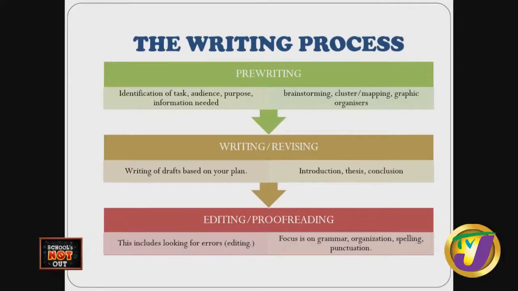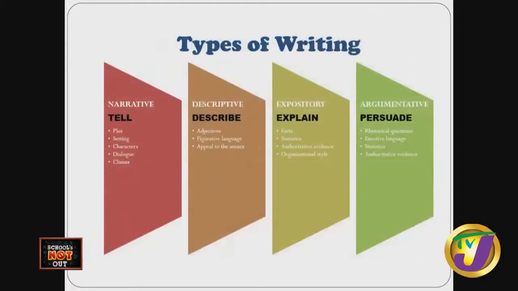Lastly, the third and final step, editing or proofreading. This is where we are specifically doing editing. So we are more focused now on the key aspects of grammar, the organization or layout. We look focusing on making sure that all the words are correctly spelled. We're focusing on punctuation. And those are the three key steps of the writing process: pre-writing, writing and revising, editing and proofreading. And this will make us produce good writing.